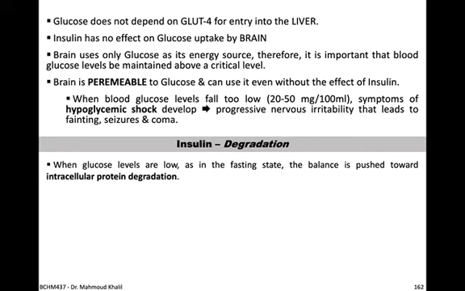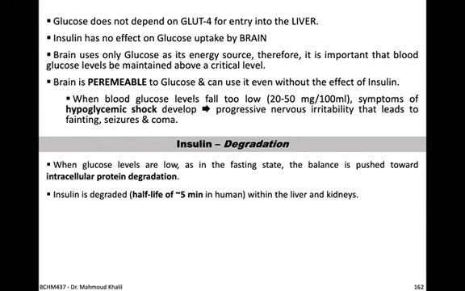So what about insulin degradation? Normally, why is insulin degraded? Because it has done its job, and there is no reason for it to stay in the blood. Otherwise, it will continue to do its action, and it will take up all the glucose inside the blood to either store it or promote its burning in muscles. So when glucose levels are very low, like a signal in the fasting state, the balance is pushed toward intracellular protein degradation. So it's a kind of negative feedback for the glucose level in the blood.